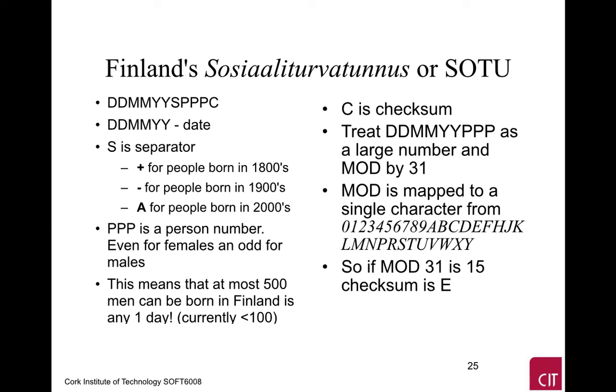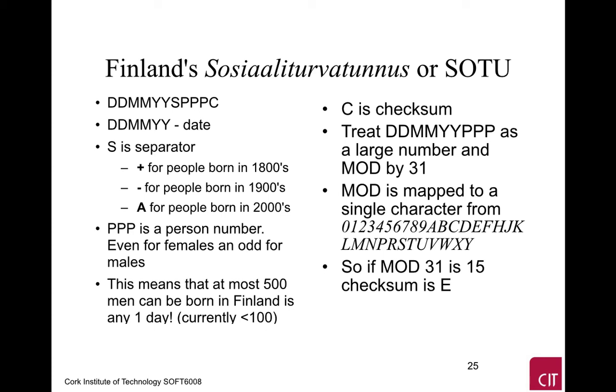Which means actually that only 500 men could be born in Finland on any day before the system would break down. If there were more than 500 men born in any day, you'd have a problem. But the birth rate in Finland isn't really that high. So looking at a Finnish person's number, you could tell whether they're male or female, you could tell their birthday. I'm not sure how they give out the numbers. You might be able to tell whether they were born in the morning or in the afternoon, depending on how low or high their number was. I don't know.